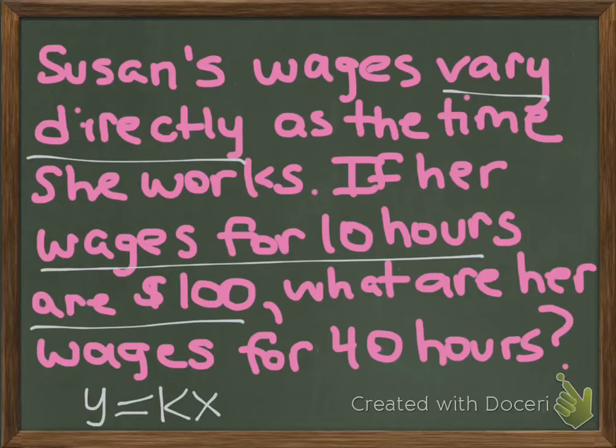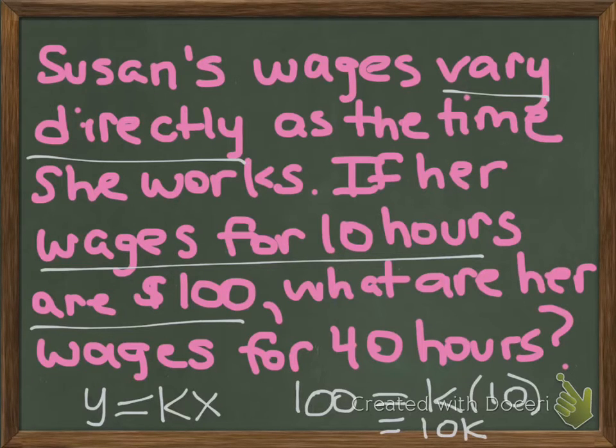So we're going to plug in 100 then for y, and 10 for x in our equation, and we're going to solve for k. So again, I'm going to rewrite this as 10k instead of k10 equals 100, and then I'm going to divide both sides by 10 to get k equals 10.